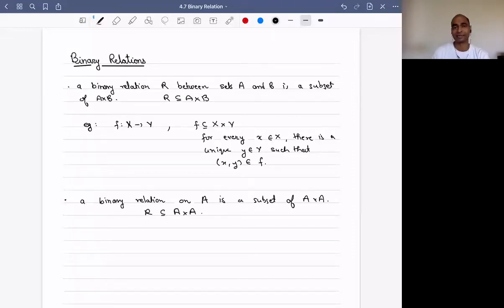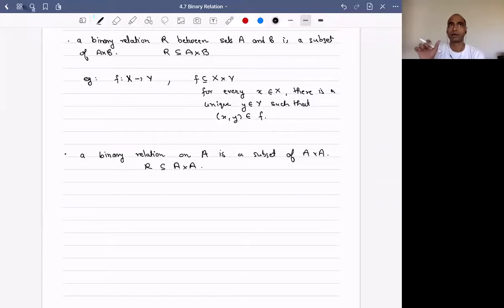Now, this is a remarkably useful definition, and it shows up everywhere in mathematics. There are so many structures which are secretly binary relations, but we don't really think of them as such. For example, as we just saw above, a function is a binary relation, but it's not like we think of a function as a relation.